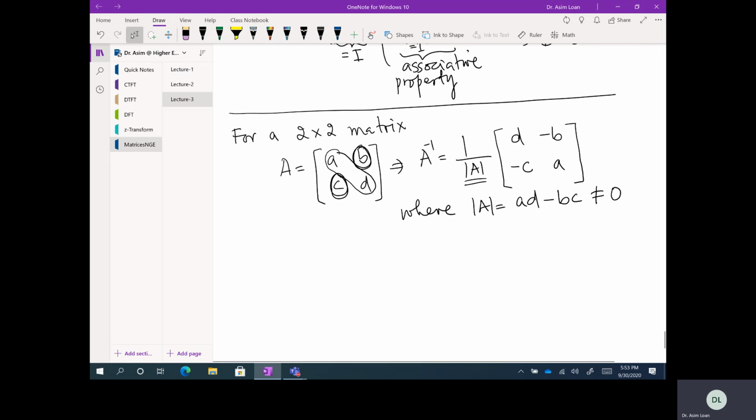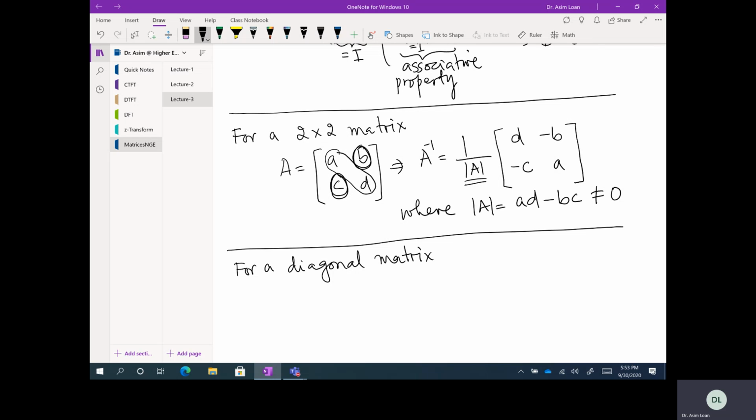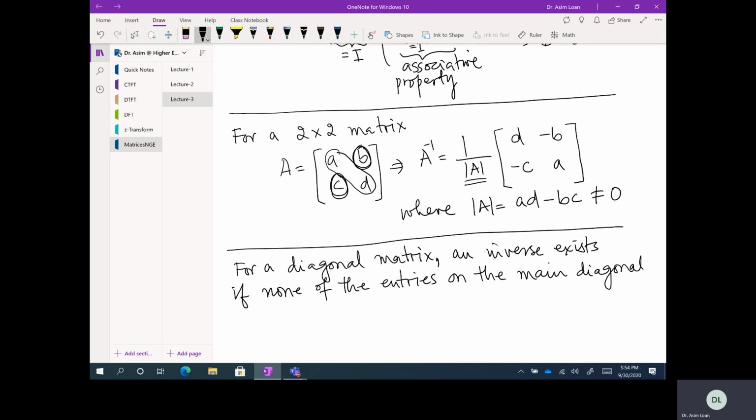Okay. And for a diagonal matrix, an inverse exists if none of the entries on the main diagonal is 0. And why is this the case?